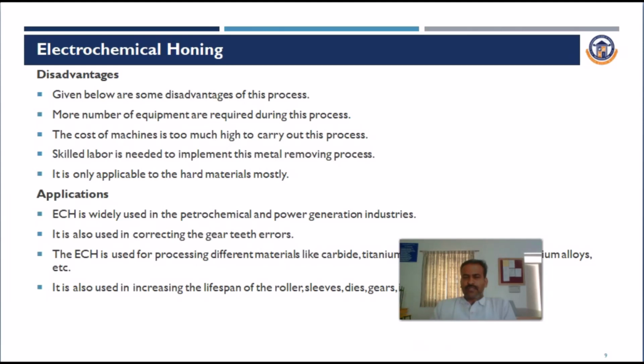The take-home points of today's class. We have discussed the three types of processes: electrochemical grinding, electrochemical honing, then electrochemical machining. These are all the processes under the chemical and electrochemical energies involved in the non-conventional machining process.